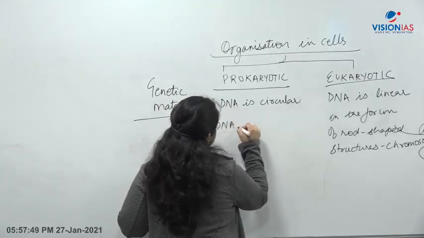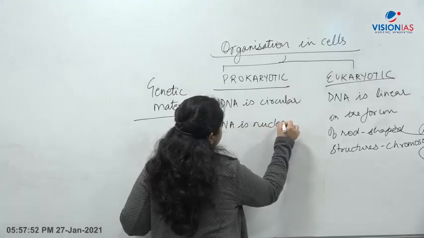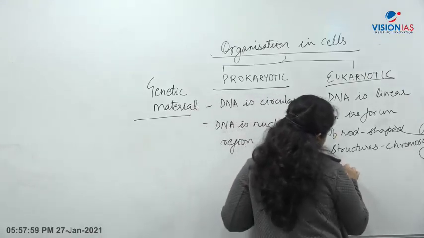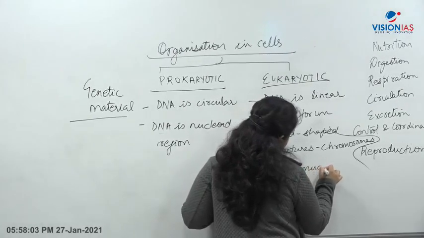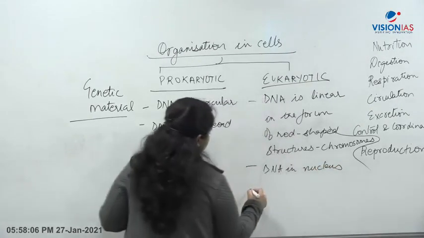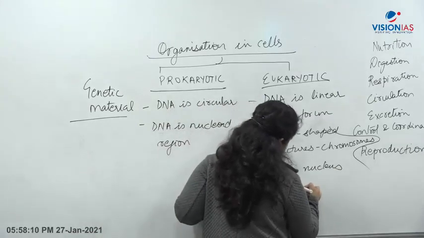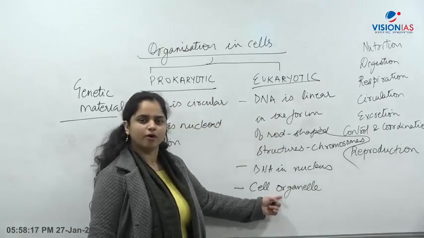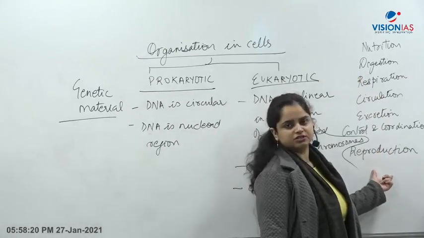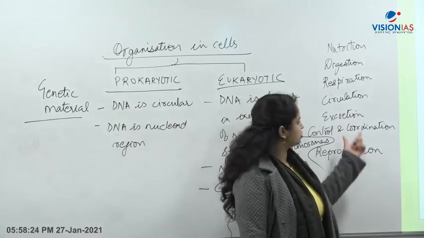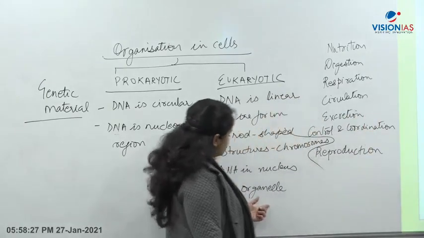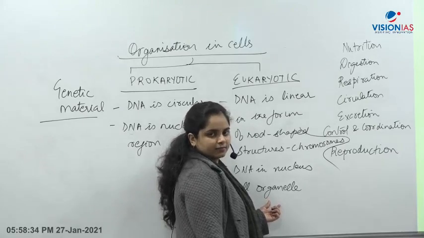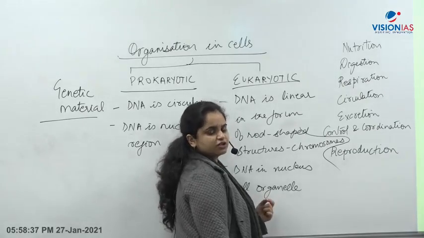So, the second difference is DNA is in nucleoid region. Here, DNA is in nucleus. Then they have cell organelle. Just like an organism has organs, cells at the cellular level, they have organelle. So organelle would be for these functions. Different functions have to be performed by the cell. It has to do nutrition, excretion, circulation. For all of this, separate smaller structures, dedicated areas are there, which are called organelle. Organelle are those areas which will do the different functions of the cell.